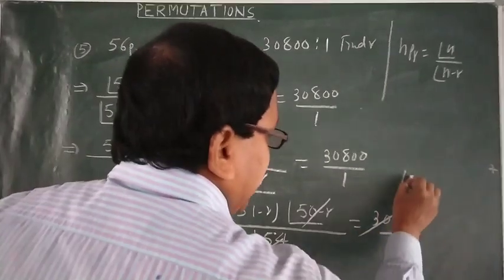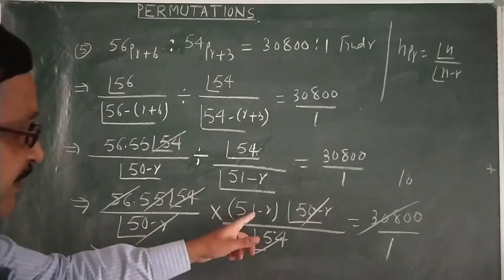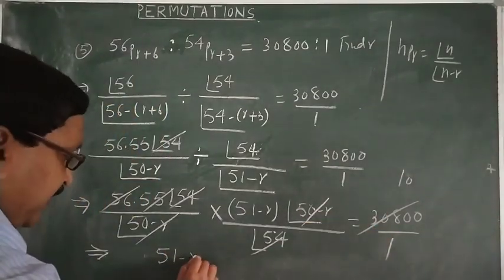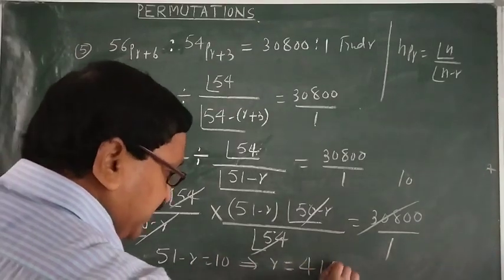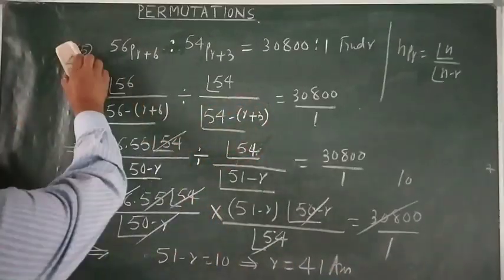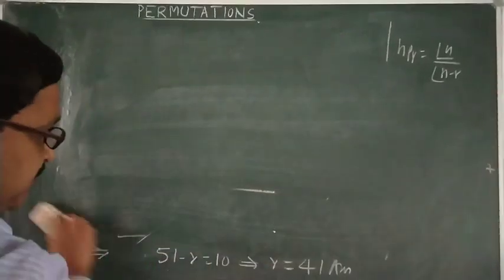cancelled by 10 times. So what are we left with? 51 minus r is equal to 10, and hence r is equal to 41. That is the answer. In this way, we have got the value of r. Again, moving towards the next problem.